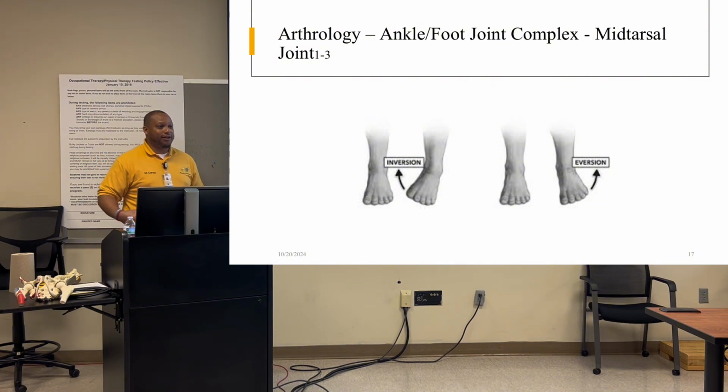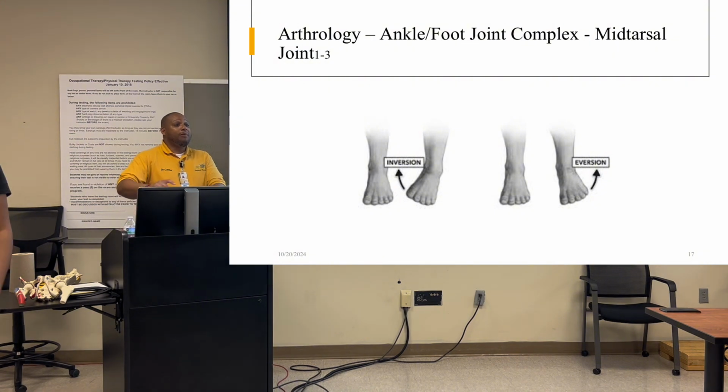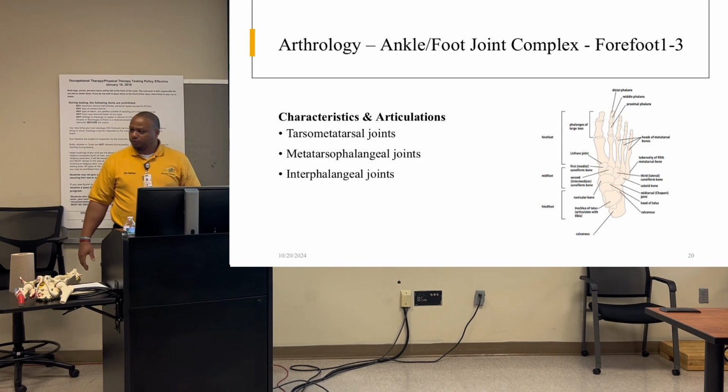I'm anteverted at the hip. My hip is anteverted. So now I have some internal rotation going on. So down the lower extremity kinetic chain, my femur is internally rotated. What's my tibia going to do? What's my subtalar joint going to do? What is my mid-tarsal joint going to do? What is my forefoot going to do? There you go. The forefoot.